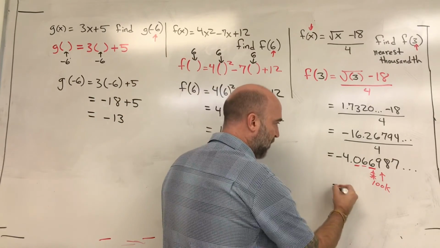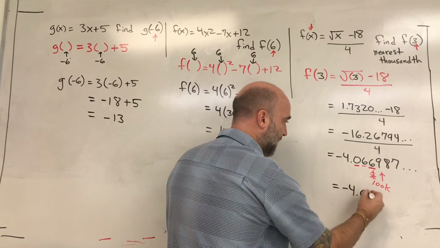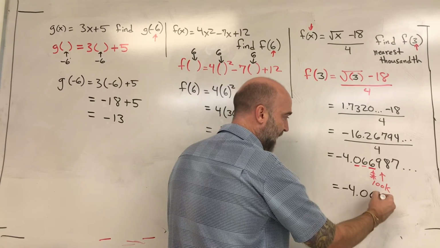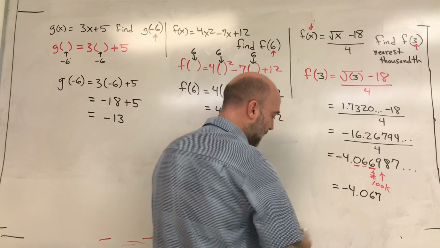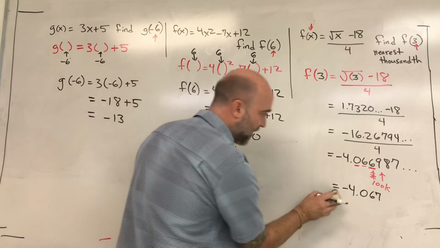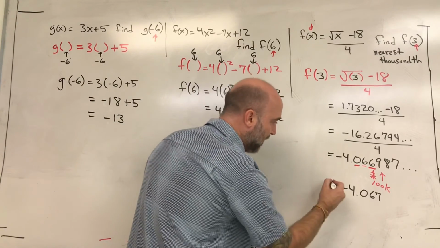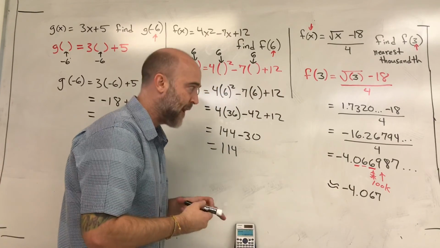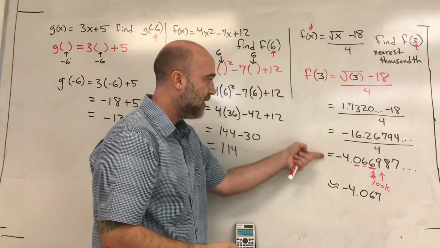So this now equals negative 4.06. And this now becomes a 7. And I should have changed this right here. Since I've rounded, we show that we've rounded by having the approximate equal sign. Otherwise, everything else is totally equal.